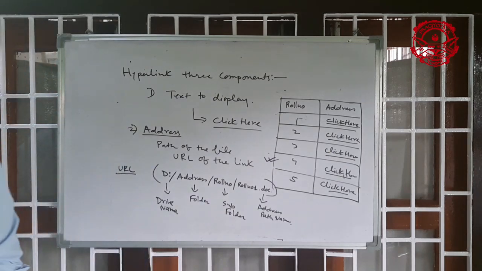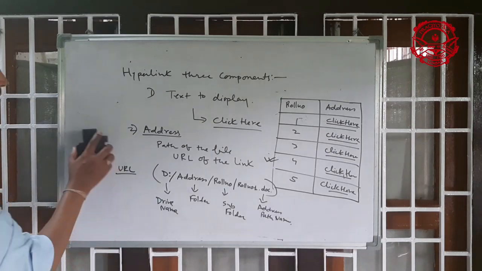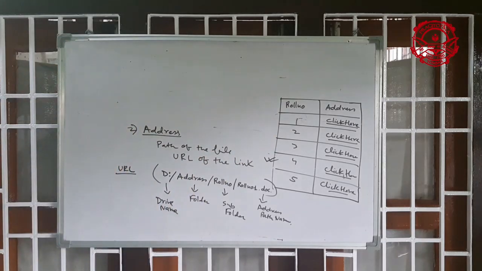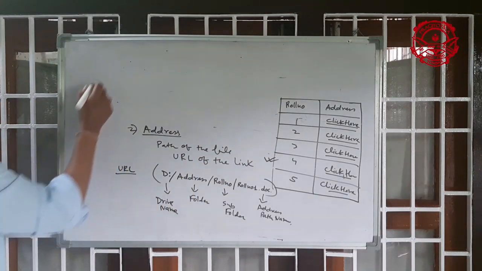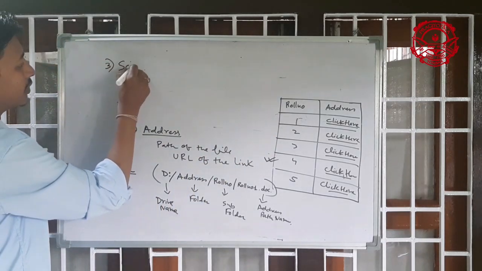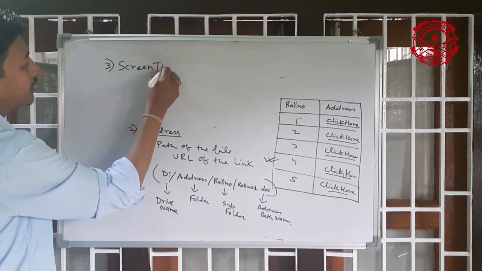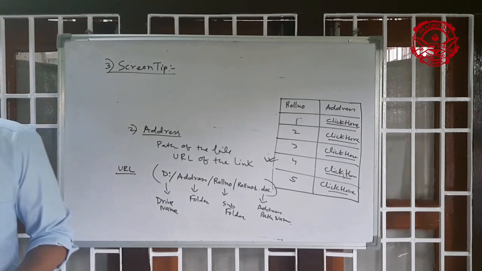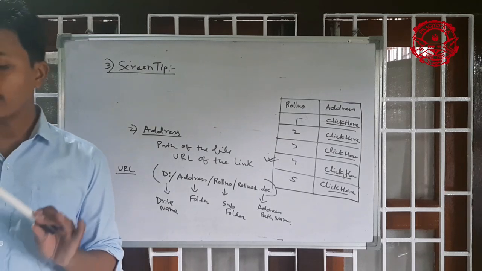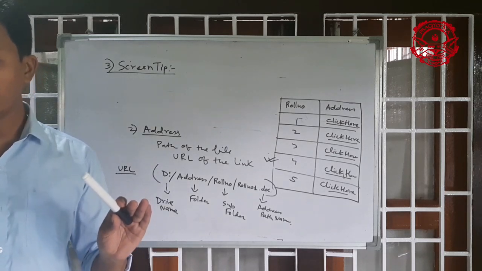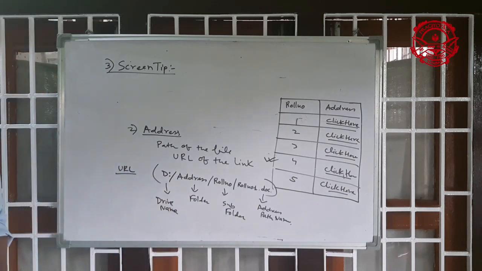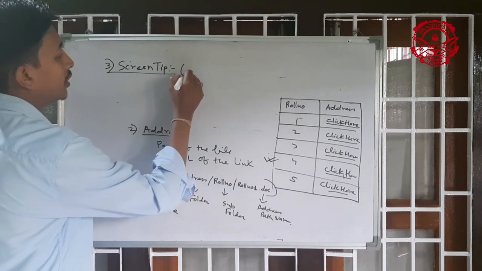Now see, the next thing, number 3, is the screen tip. So what is the meaning of screen tip? You can see in the book, it is the text you see when you hover over the link with your mouse. That is the tool tip. It is also called the tool tip.